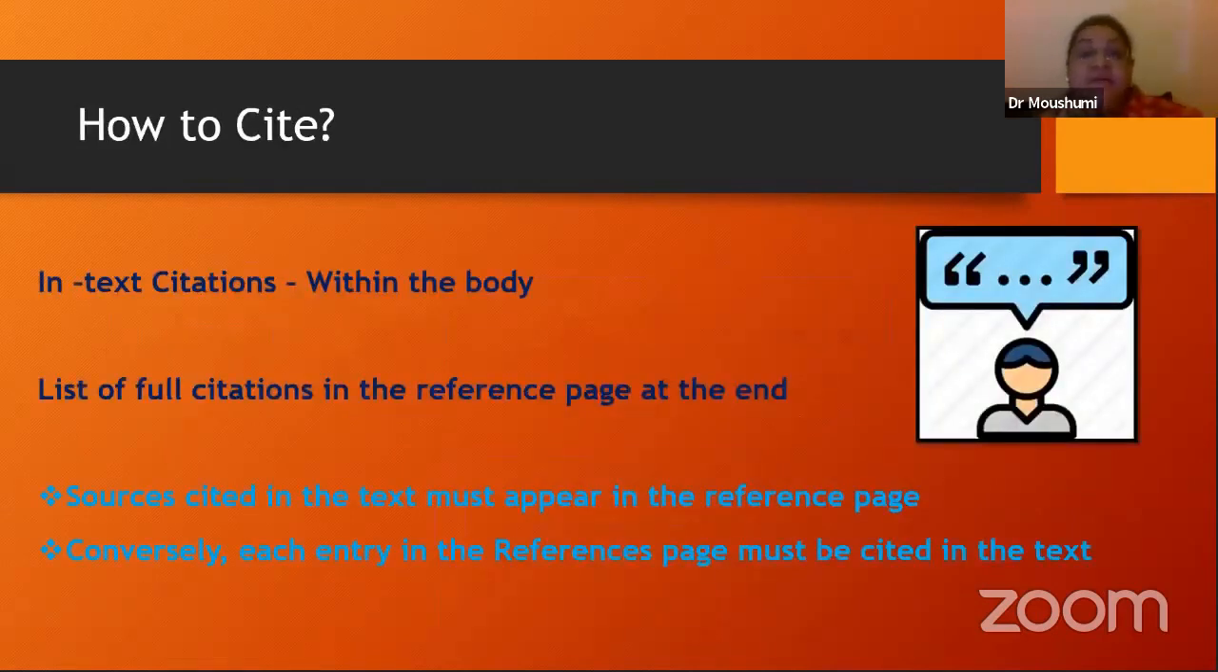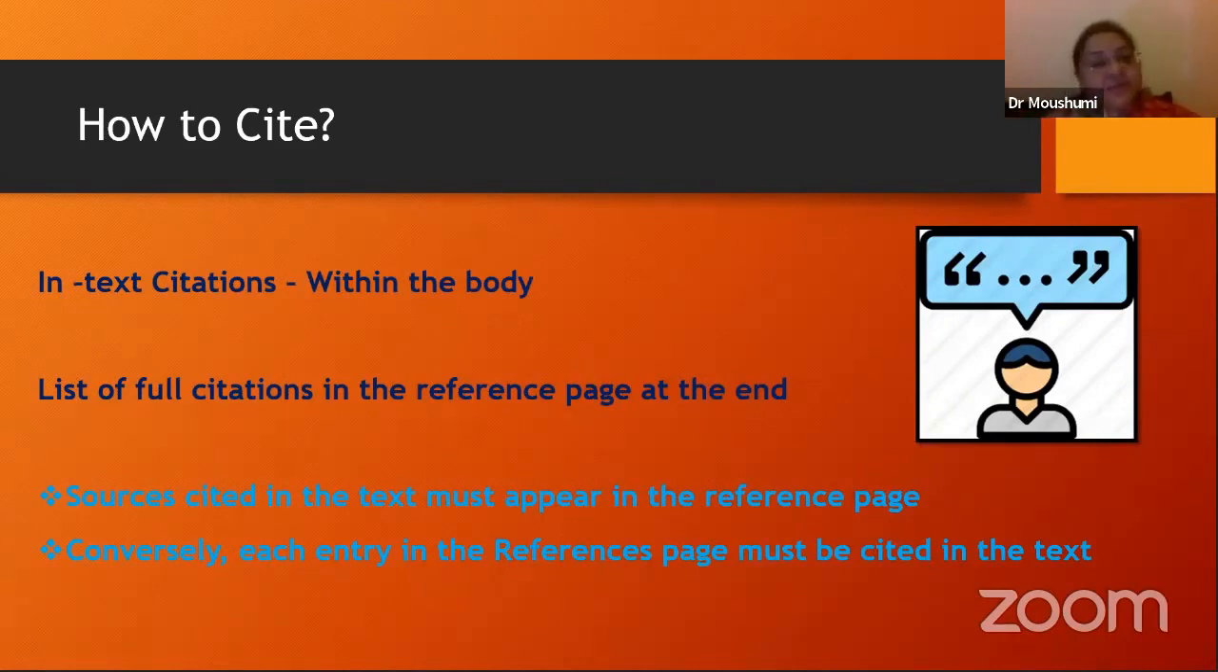The question arises, a very important concept, is how to cite. Friends, how to cite has a very direct answer. There are two ways by which we cite in our thesis or any document. Number one, in-text citation. As we are writing a document, within the body of our writing, we cite. That is known as in-text citation. And whatever we are citing in-text, as I said in my introductory part, has to be written in full form in my reference page.